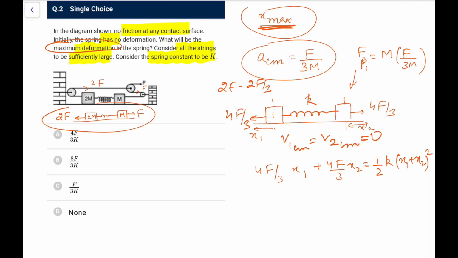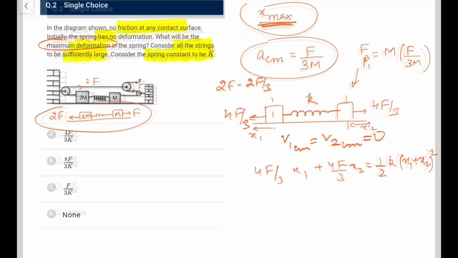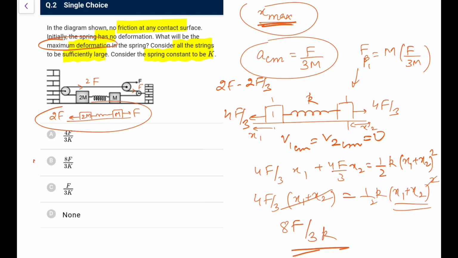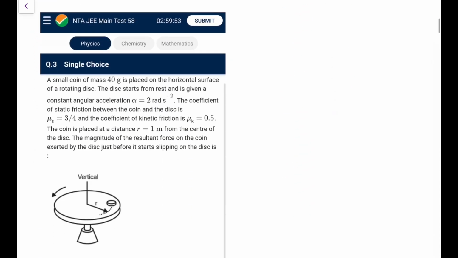Now putting all these values, the forces are the same, so 4F by 3 times (x1 plus x2) equals half k (x1 plus x2) whole square, so the power will be cancelled. So x1 plus x2 directly comes out as 8F by 3k. So it comes out easily. Go for option B. It's a good question for you. You must do this. Next one.